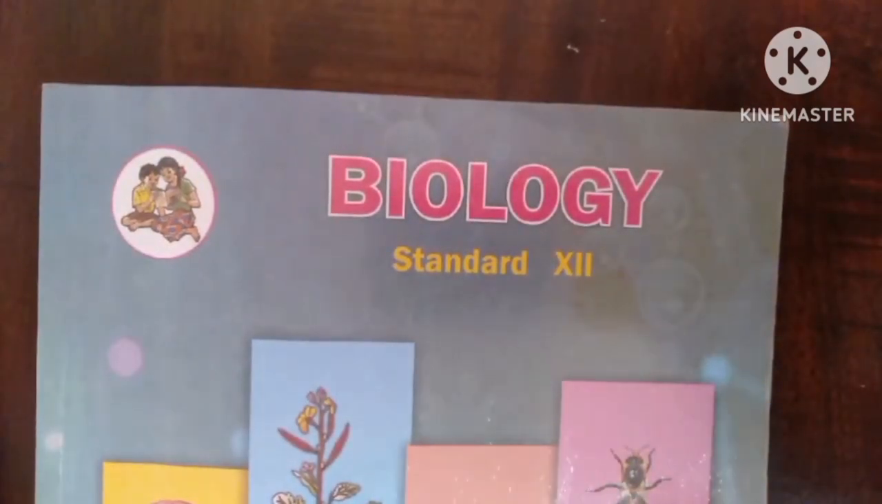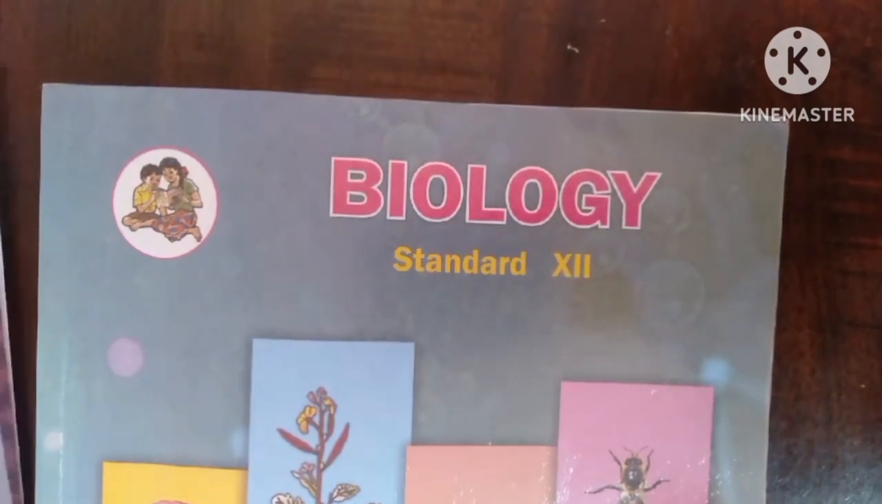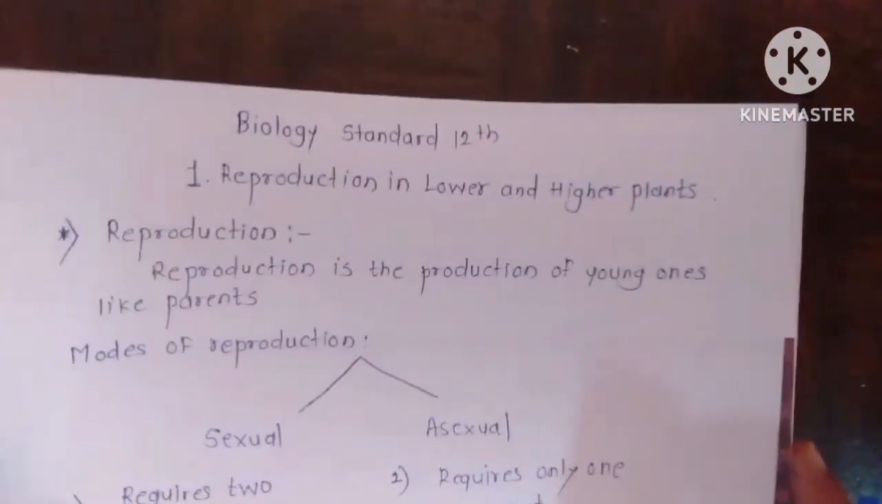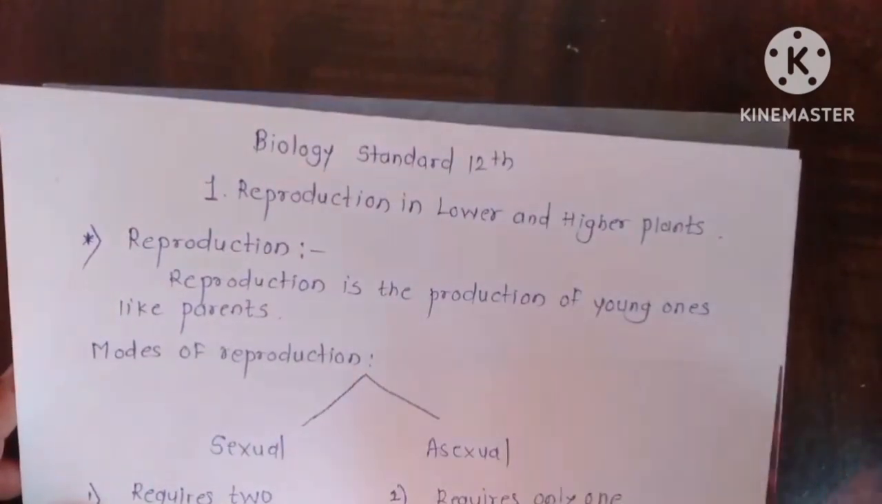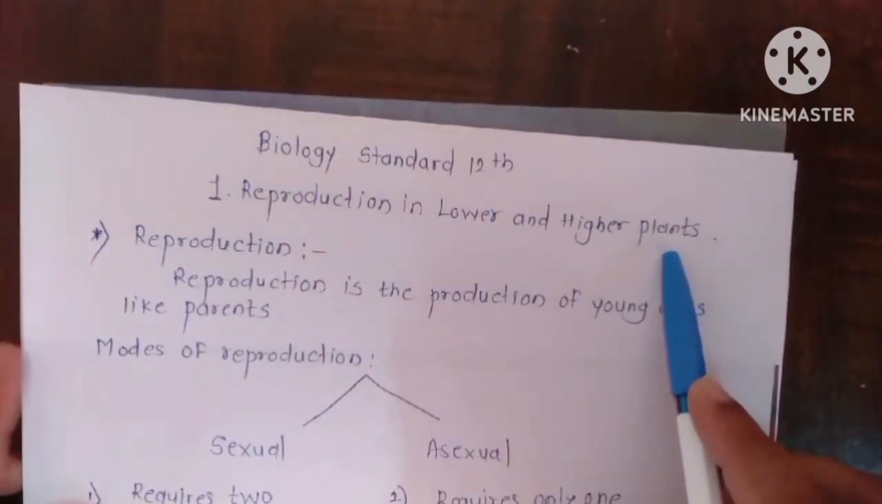Today I am teaching first chapter from biology textbook standard 12. Name of chapter is Reproduction in lower and higher plants.